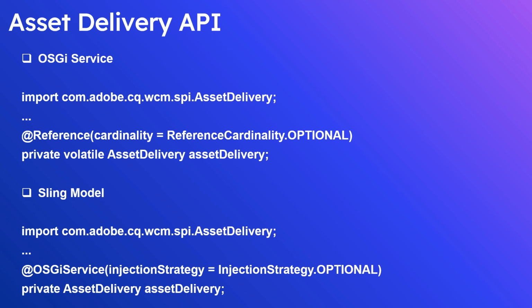On OSGi services, use @Reference AssetDelivery and specify it as optional. On Sling model, use @OSGiService AssetDelivery, here also specify it as optional. This service runs only in AEM as a cloud service, so marking it as optional avoids any exception while developing through the local SDK. You can enable a conditional based approach to fall back to non-WebP URLs when the asset delivery service is not available.